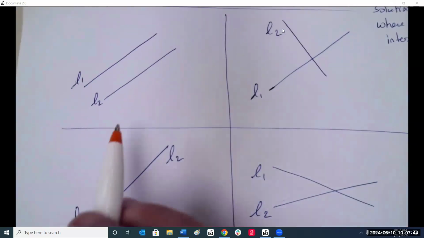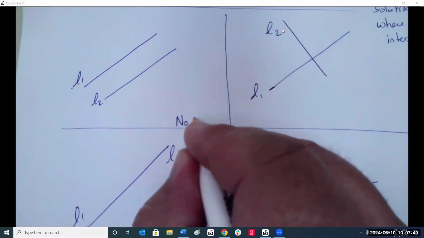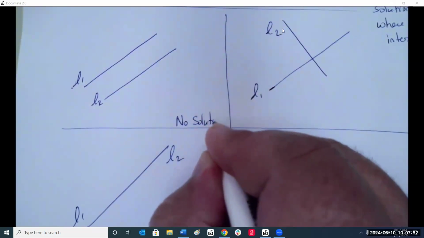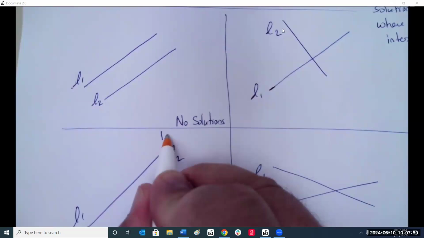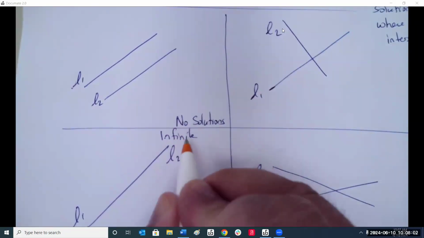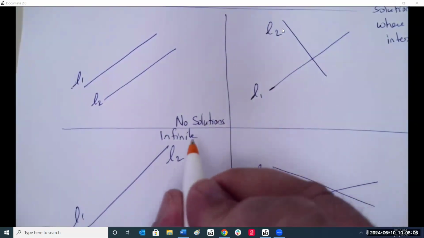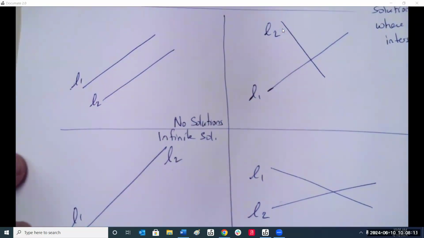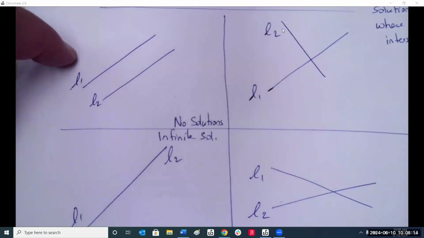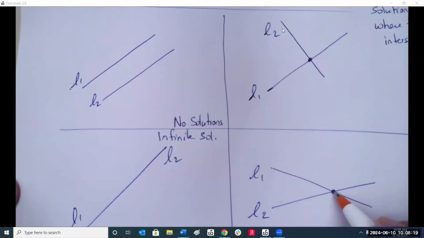So how many solutions in this first one? So we have no solutions. How many solutions in this bottom one? This one? Infinite. Yep, because every point is a solution. It's the same line. Infinite solutions. So in these first two, it's either all or nothing. In these next two, there's only one solution.